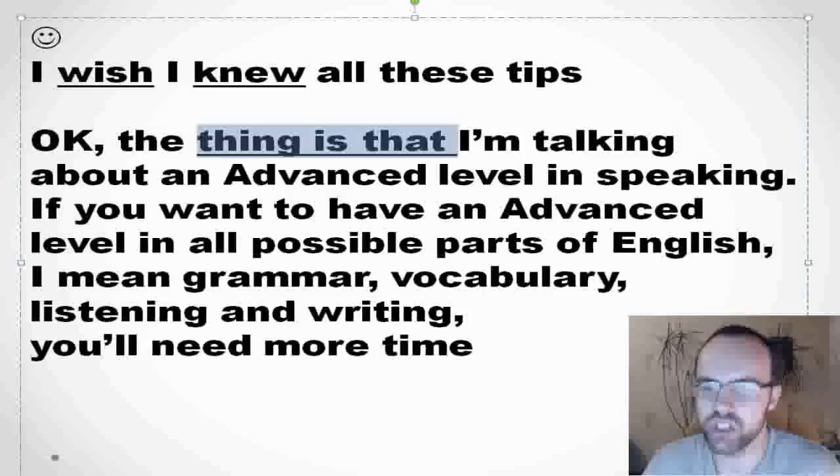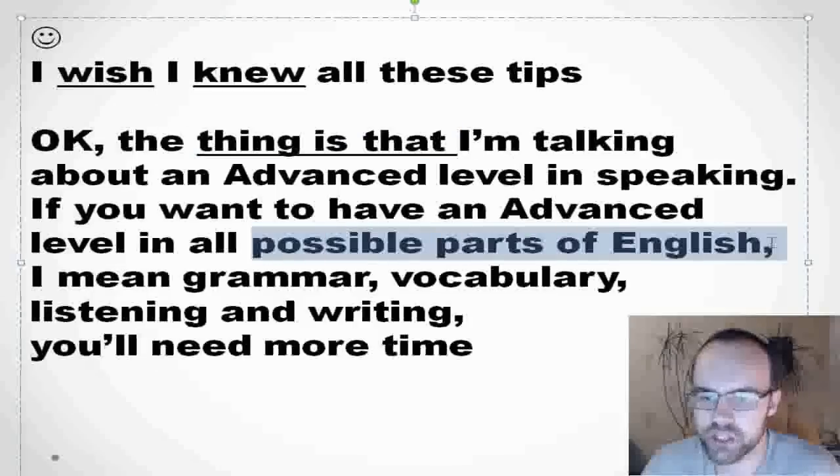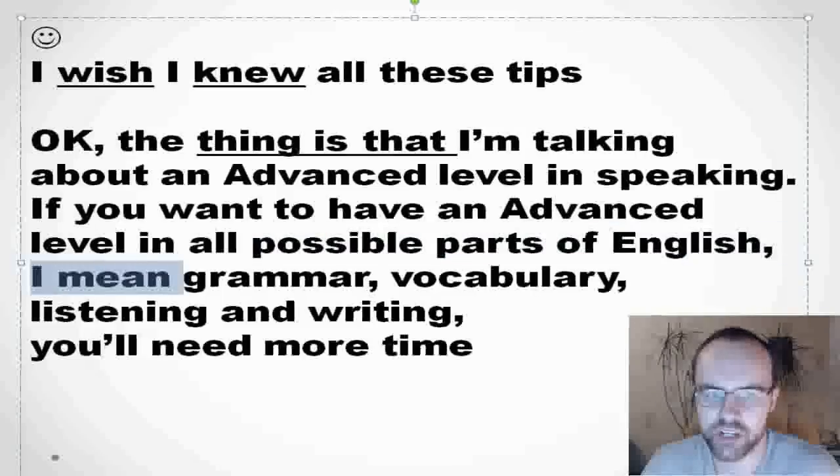Okay? The thing is that, or the problem is that, I'm talking about an advanced level in speaking. If you want to have an advanced level in all possible parts of English, or in different parts of English, I mean it's a nice phrase, you can use it when you give different explanations. I mean grammar, vocabulary, listening and writing, you'll need more time. Okay, so not only speaking.